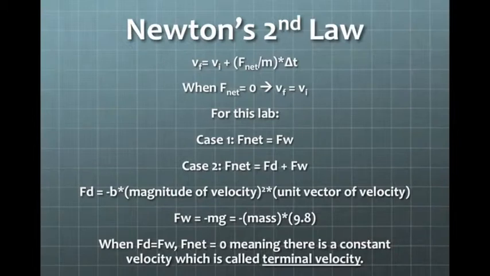For this lab, F net initially equals the weight force plus the drag force until terminal velocity is reached, where the drag force equals the weight force, making the net force equal 0. This is because gravity is pulling down on the object while the air exerts an increasing force in the opposite direction until they are equal to each other.